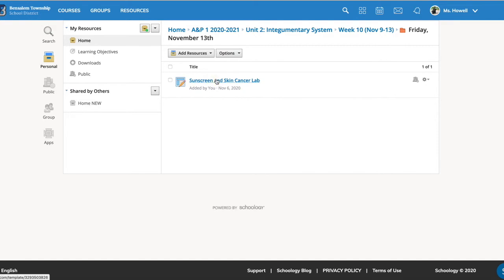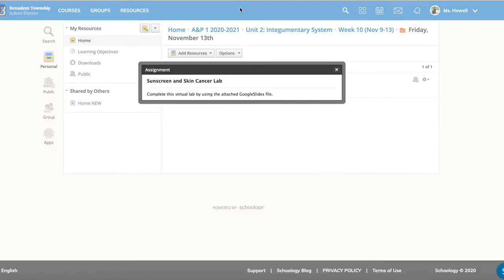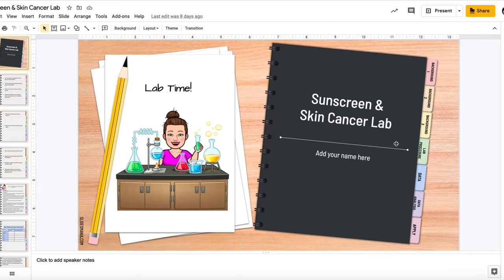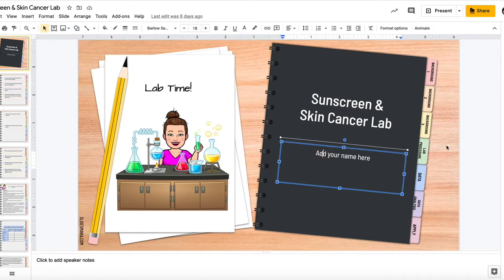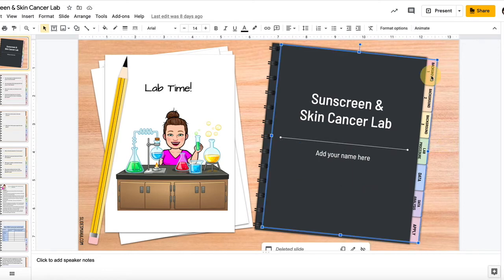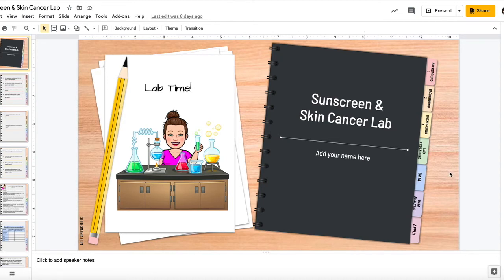You'll need to open this assignment here, and that is going to link you to a Google Slides file that you see right here. So you have your notebook for the lab, and then there's different parts to the lab. You can add your name right here on the front of your lab book, and then everything is set up so that you can just click through.